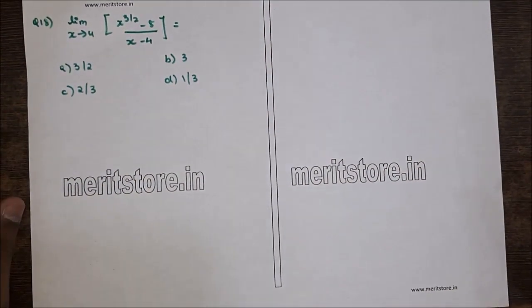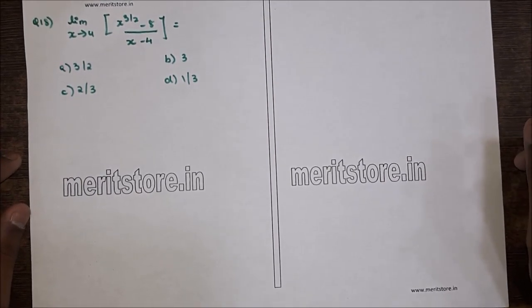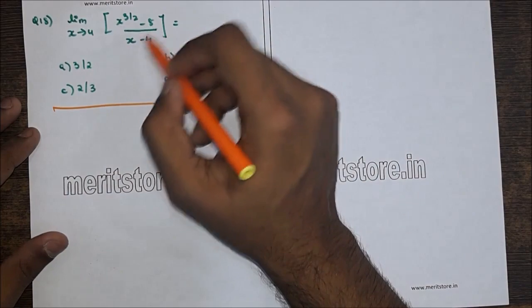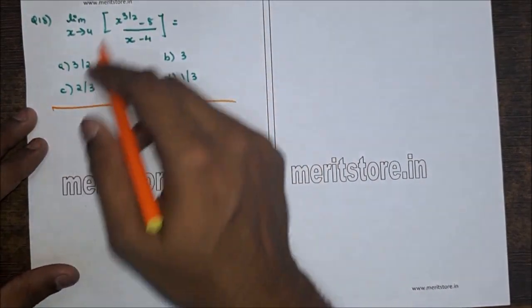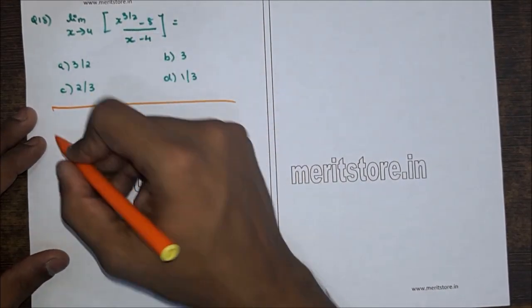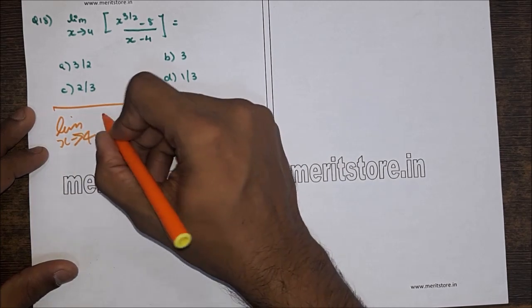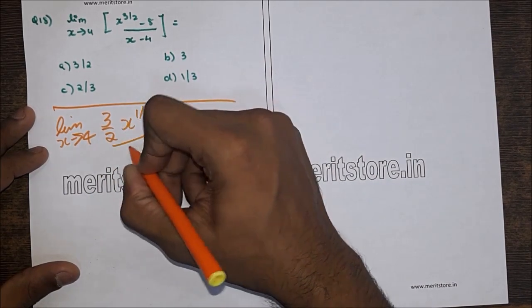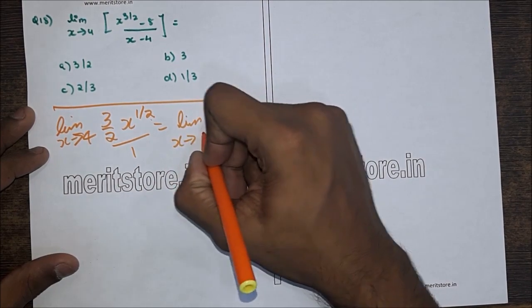Limit of x tends to 4, x raised to 3 by 2 minus 8 upon x minus 4 equals: a) 3 by 2, b) 3, c) 2 by 3, or d) 1 by 3. This sum looks a little bit tricky, but it's easier when we apply L'Hopital's rule. On applying L'Hopital's rule to this term, we get limit of x tends to 4, 3 by 2, x raised to 1 by 2 by 1 equals limit of x tends to 0.